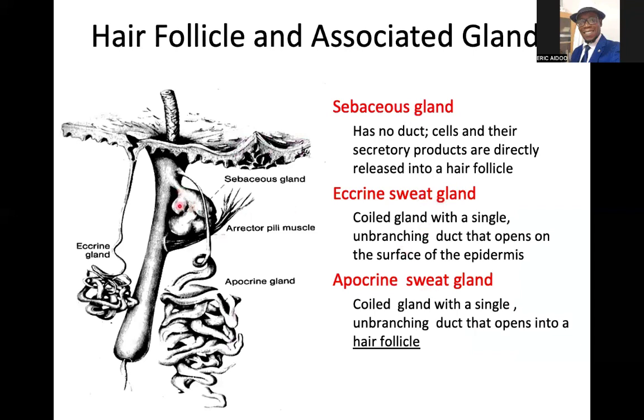We earlier mentioned the sebaceous gland associated with the hair follicle. Then I also mentioned the type of sweat gland that opens into the hair. This is the apocrine type of sweat gland, as against the eccrine type, which just opens to the surface. The sebaceous gland has no duct. Cells and their secretory products are directly released into a hair follicle, as you can see there. The eccrine sweat gland is a coiled gland with a single unbranching duct that opens on the surface of the epidermis. Then the apocrine sweat glands are coiled glands with a single unbranching duct that opens into a hair follicle.